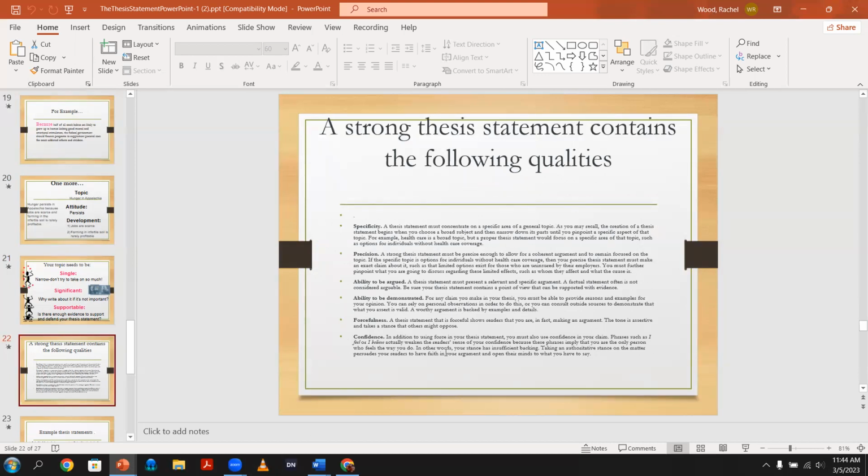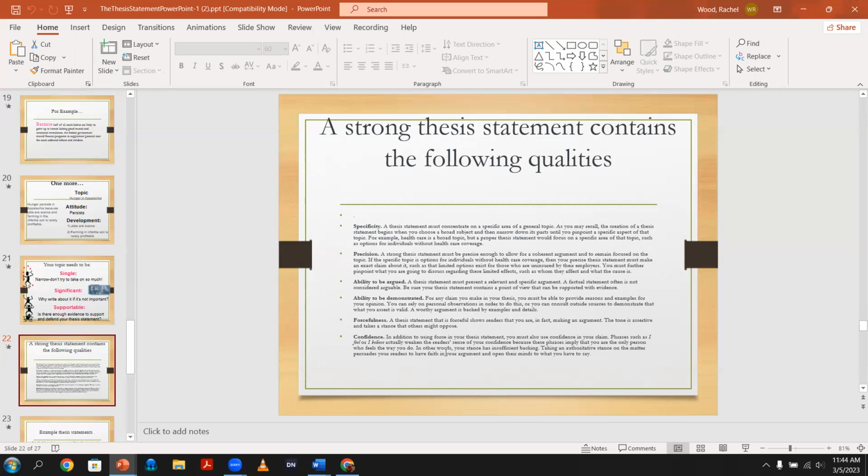It's specific. It has to concentrate on a specific area of a general topic. As you may recall, the creation of a thesis statement begins when you choose a broad subject and then narrow down its parts until you pinpoint that specific aspect of that topic. For example, healthcare is a broad topic, but a proper thesis statement would focus on a specific area of that topic, such as options for individuals without health coverage.